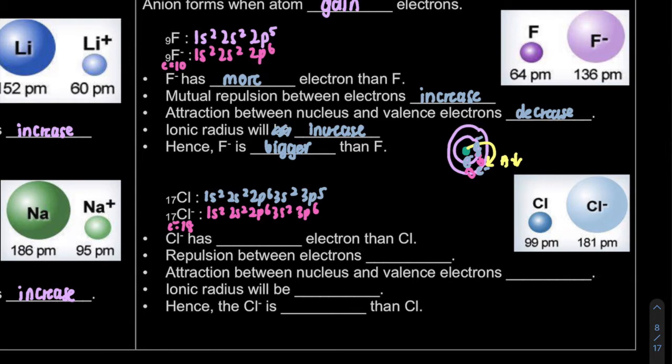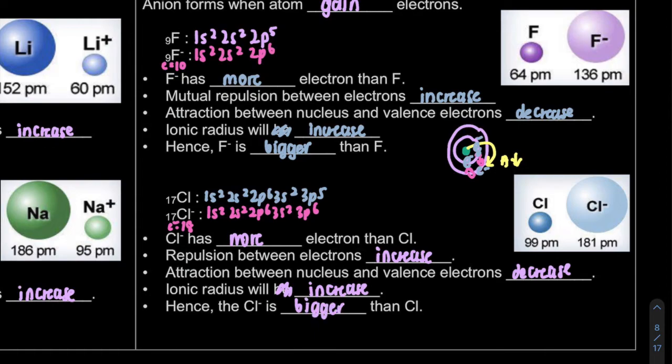So, again, when comparing the case of an ion, we need to say that Cl- has more electrons. When there are more electrons, the repulsion will increase. When repulsion increases, the attraction between the nucleus and the outermost electrons decreases, because there is competition here. So the attraction decreases, hence the ionic radii will increase. Hence, Cl- is bigger than Cl.